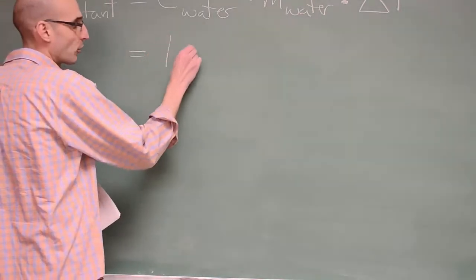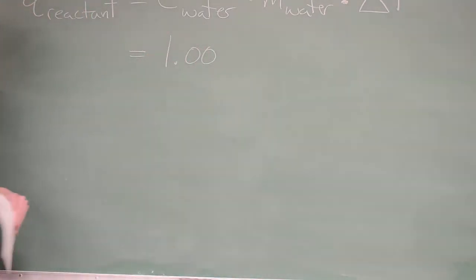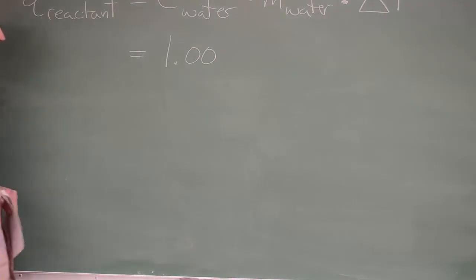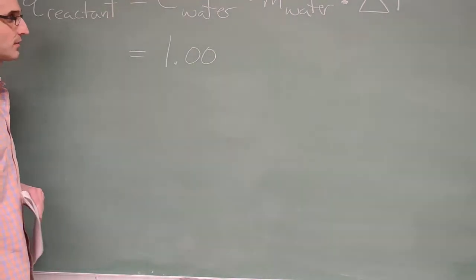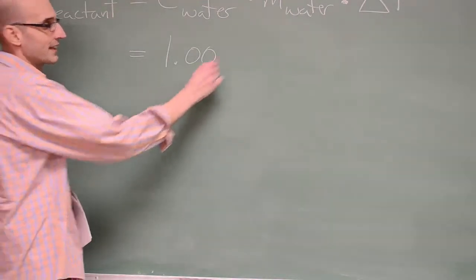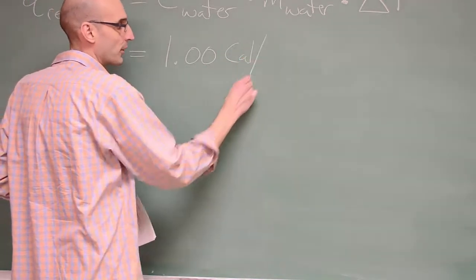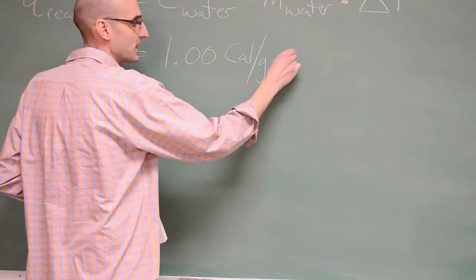The C of the water, that is our specific heat of water. For water, it's going to equal 1. It will change. Every single one has a different C value, a different specific heat. But for water, it's 1 calorie per gram times degree C.